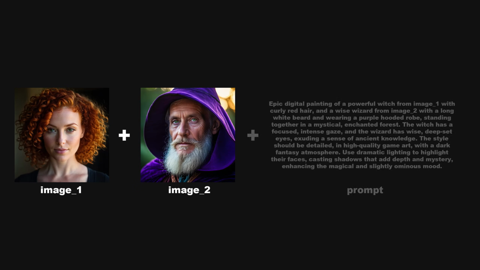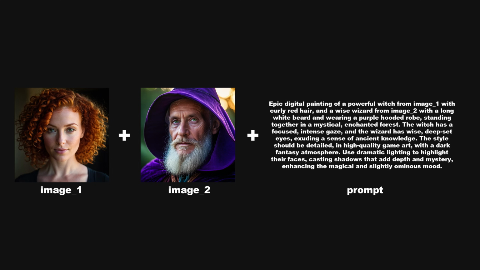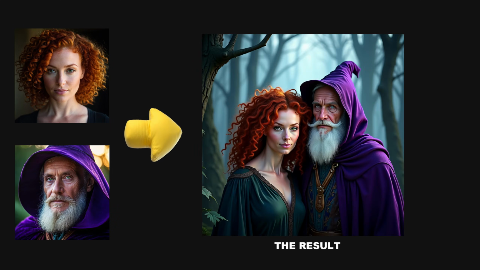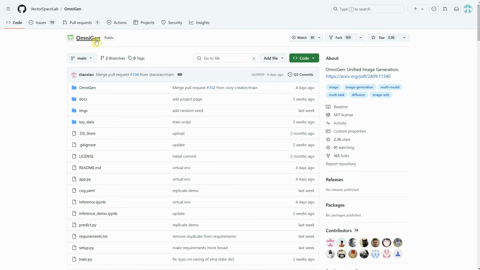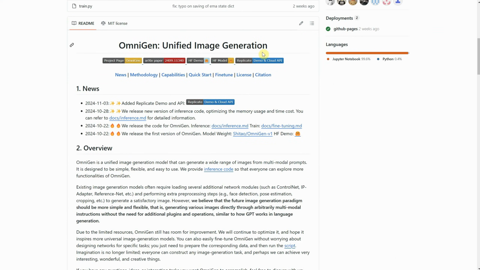Today, I will talk about OmniGen, a new model that was just released. It can generate a wide range of images from multi-modal prompts and is designed to be simple, flexible, and easy to use. This is their GitHub page, where you can read more about what it does.